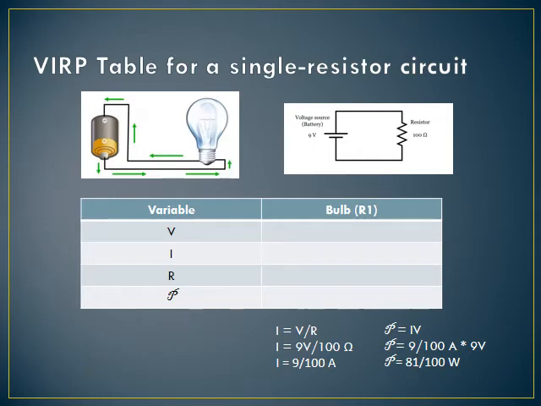So the most simple case would be a single resistor circuit. This would be a circuit that has just a single battery in it with some wire connecting it to a bulb in a complete circuit. You'll notice that we connect to both ends of the battery here.